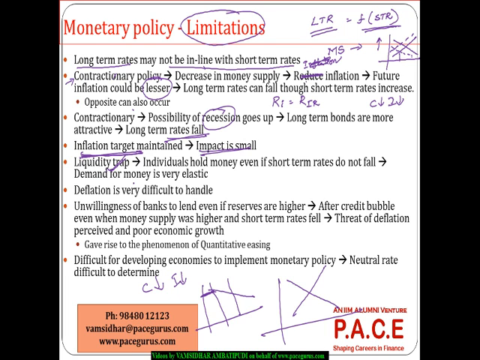So the individuals are just holding money even if the short term rates are not falling, which is what is creating a liquidity trap. Even that dimension needs to be understood. And as a part of the inflation targeting, it should not go so badly that deflation comes up, which becomes a very painful thing to handle.